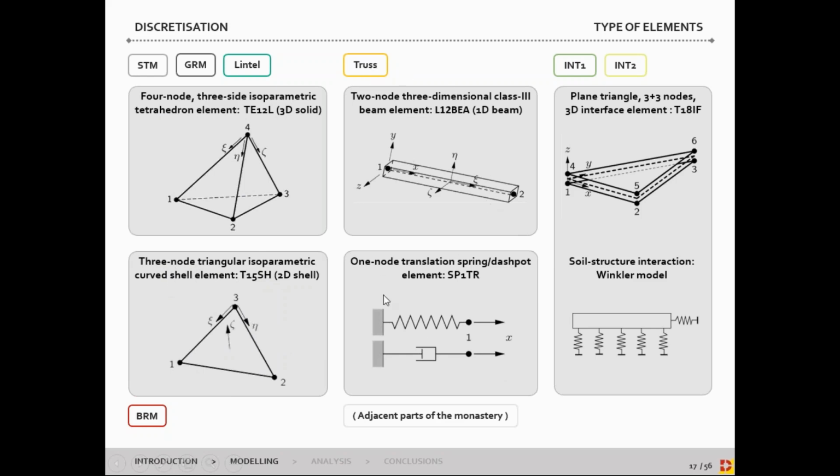And then these 3 of the blocks are lesser important elements. We use them for the truss, for the springs that would represent the adjacent parts of the monastery, and finally for the interface that would be used in a lecture model.